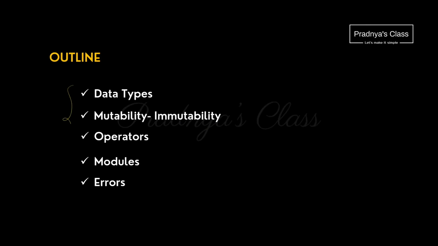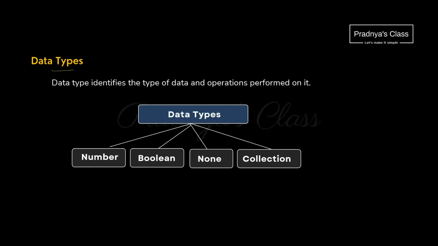Here is the outline of today's video. First of all, we will try to understand different data types available in Python. Then here is the important property related to data type, that is mutability and immutability. Followed by that, we are gonna explore different types of operators. Then we will get an idea of different functionalities available in 3 modules. And at last, we will know what are different types of errors. So let's start with data types.